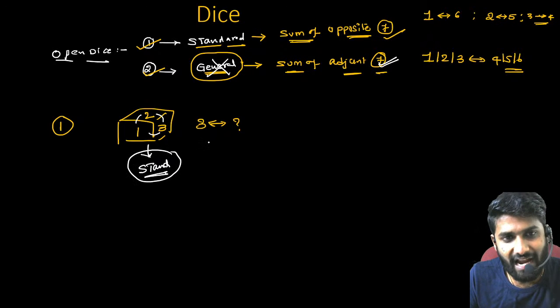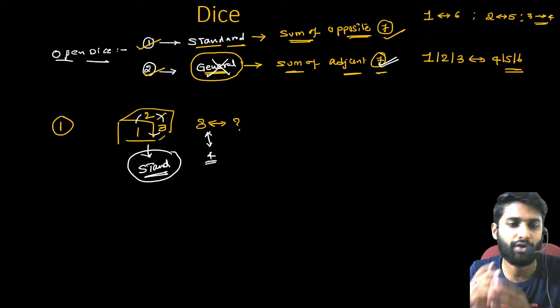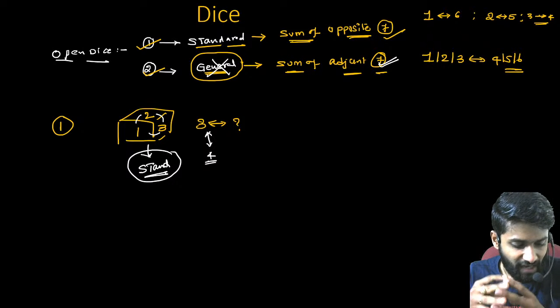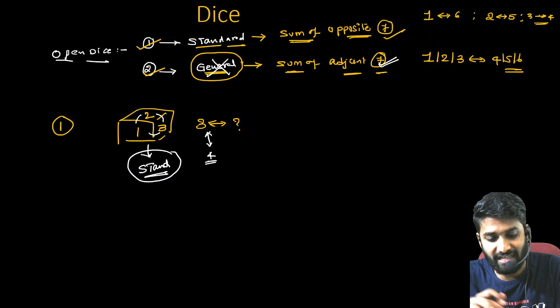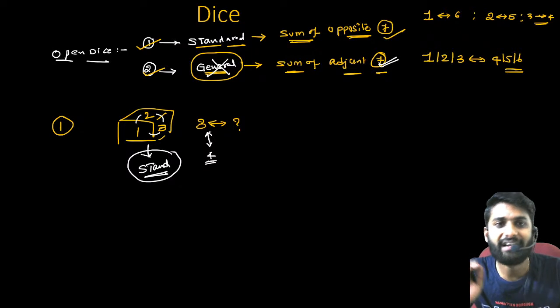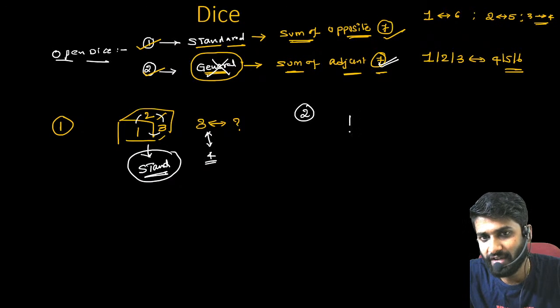If it is a standard die, the opposite number of 3, perfectly you can say the answer is 4. Why? We know the definition. What does the definition say? In any standard die, the sum of opposite numbers is 7. If the sum of opposite numbers is 7, it perfectly represents a standard die. Clear? For example, there is one more question I will give you.